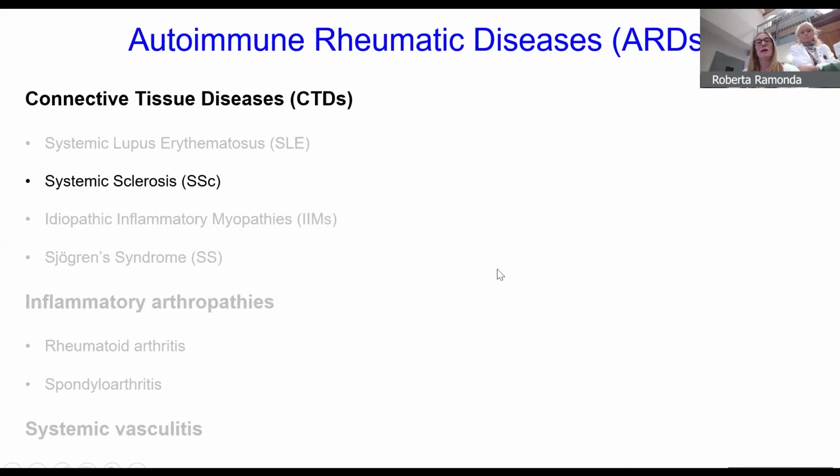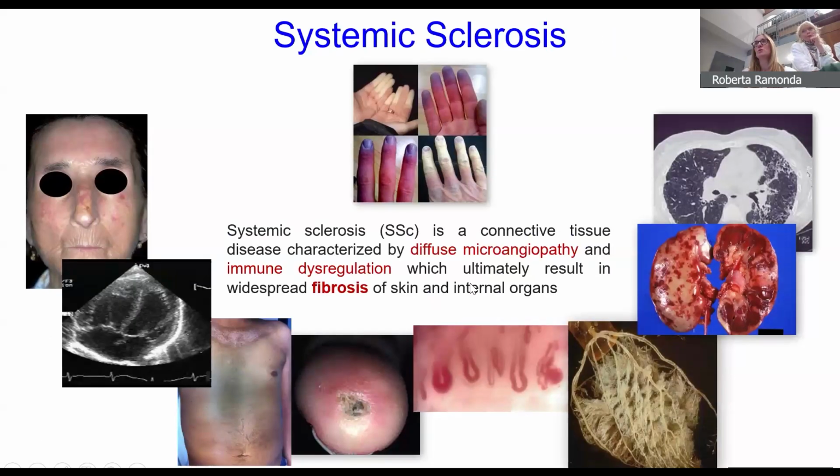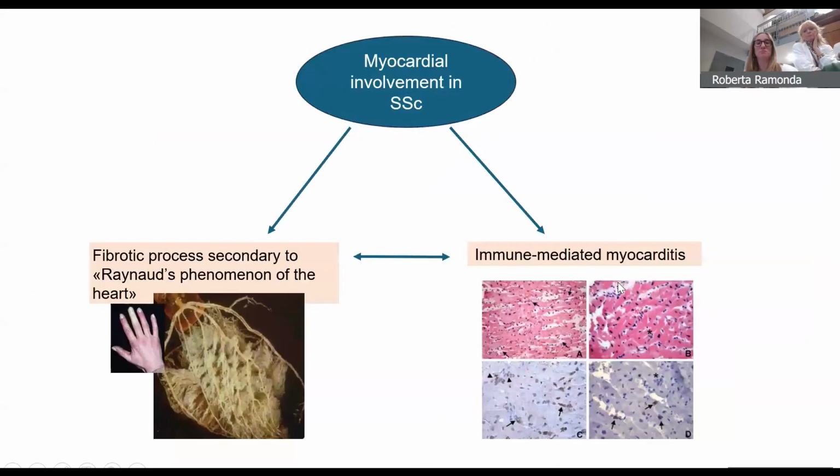positivity. But we have another connective tissue disease with high frequency of heart involvement, and this is systemic sclerosis. Systemic sclerosis is characterized by a diffuse microangiopathy and immune activation that led to fibrosis. Fibrosis is the hallmark of systemic sclerosis. And also in this case, as you can see in this picture, the clinical manifestations are very heterogeneous.